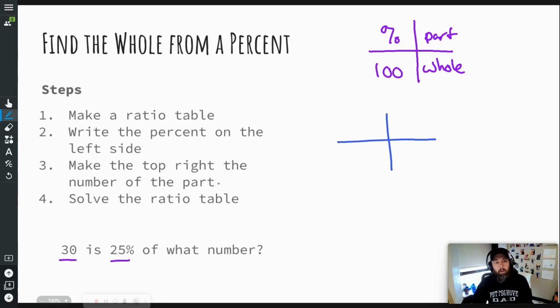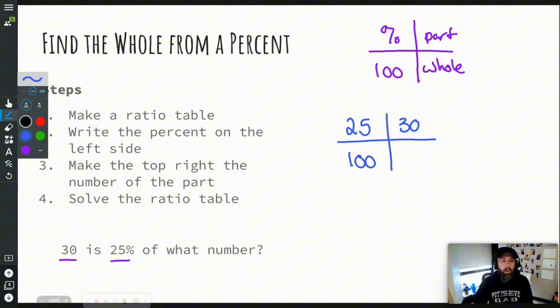I have the percent on the left side. So 25%, always over 100. On the right side, the top right number is the part. This is the part. I don't know the whole. So 30 is going to go on the top right, and the bottom right is empty. No big deal. We follow the same exact steps.